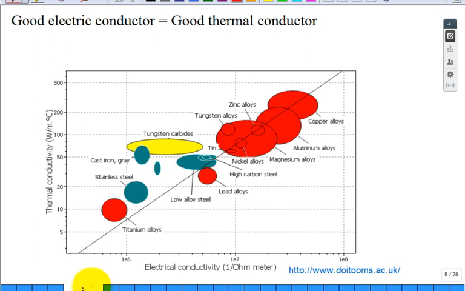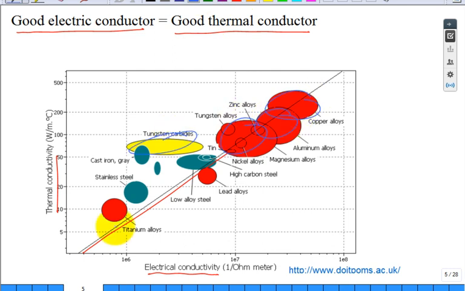Well, if you have metals, a good electric conductor, guess what, is a good thermal conductor. The same flow for the electricity is the same mechanism for the flow of the heat in the material. And so this is electric conductivity. This is thermal conductivity. They're plotting it for a bunch of different materials. Oh, it doesn't line up perfectly, but they're showing the general trend is an excellent trend.